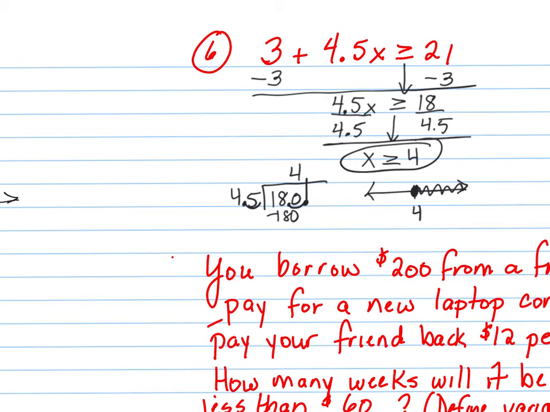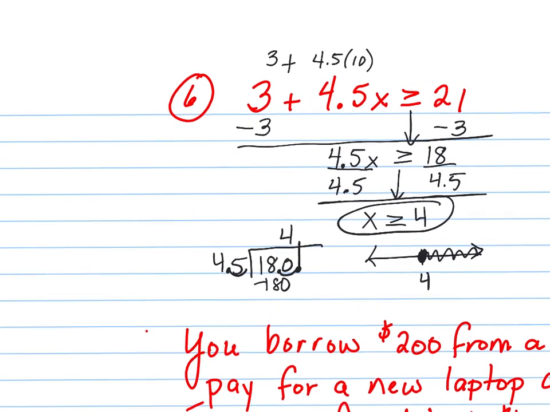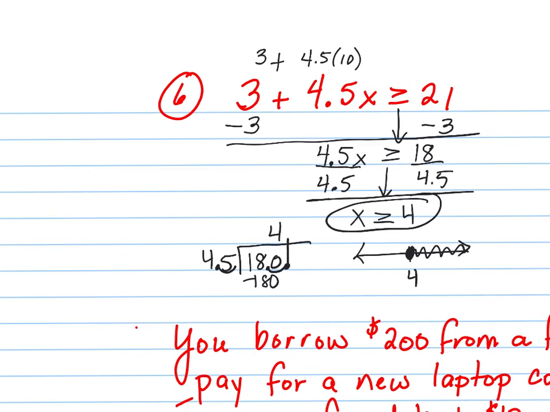Yes. Just watch. 3 plus 4.5 times 10. That's mental math, isn't it? There's a 10 on there, which means we move the decimal point one place to the right. So that's 45, isn't it? 45 plus 3, is that greater than or equal to 21? Well, you get 48. Isn't that greater than 21? And it checks.